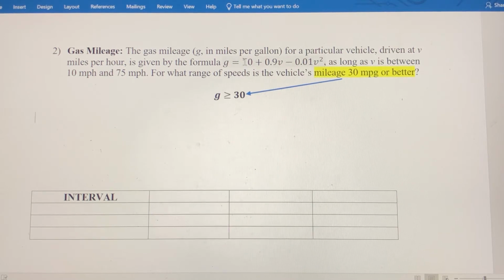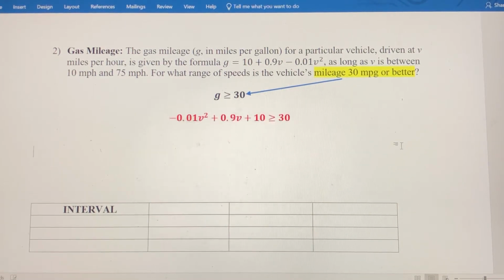Or you can look at it another way. I'm going to take this and I'm going to substitute this trinomial in for g. That's going to give me an inequality here that I can solve. So let's do that. Let's plug this trinomial in here for g. And what we end up with then is, and I've rewritten this in standard form, negative 0.01 v squared plus 0.9 v plus 10 has to be greater than or equal to 30, okay?